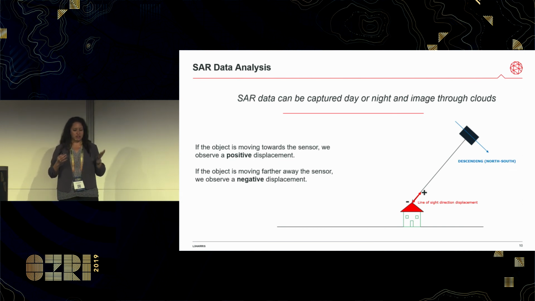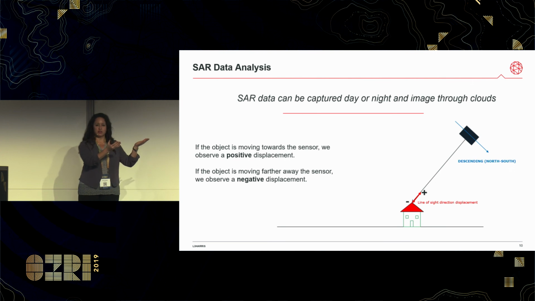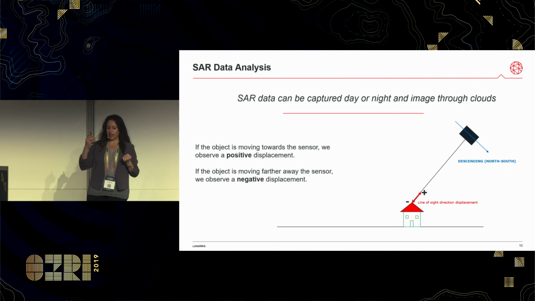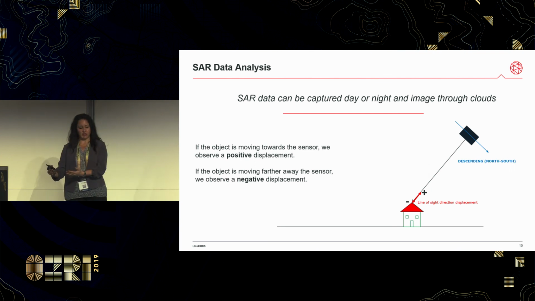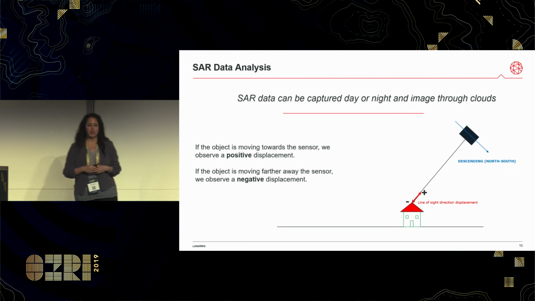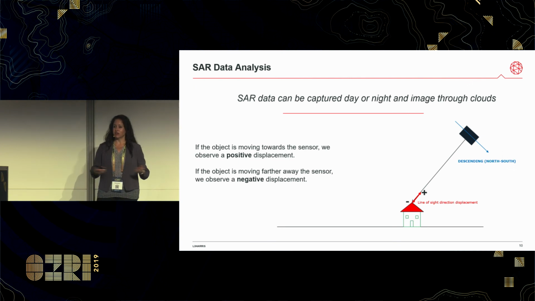Very simply put, if an object is moving toward the sensor, we're going to observe that as a positive displacement. Something is rising up toward the sensor, some sort of uplift, upward movement. Contrasting that, if the object is moving away from the sensor, we're going to observe a negative displacement. So if there's a landslide or some earth moving down or a building is moving down, for example, we'll be able to measure that difference between positive and negative, so we can start looking at measurements on the ground and understand what's happening.